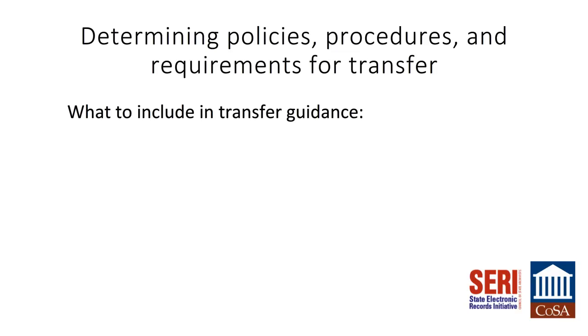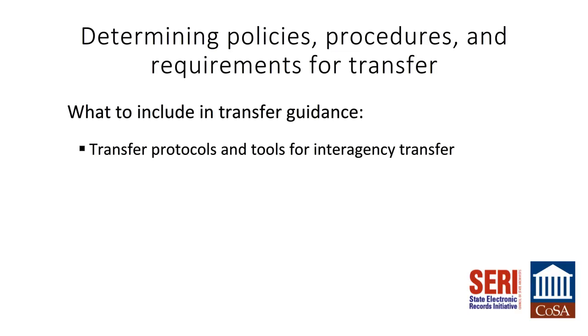Determining policies, procedures, and requirements for transfer. Transferring custody of electronic records can involve archivists, IT staff, records creators, and additional stakeholders. It is helpful to have procedures and guidelines in place in order to work with these different stakeholders during the transfer process. Procedures that are helpful to communicate and document in guidelines include transfer protocols and acceptable tools for interagency records transfer. Partner with IT for assistance in determining and developing these means of transfer. Preferred methods and file formats for transfer. For more information on file formats, stay tuned for the next video in this series.